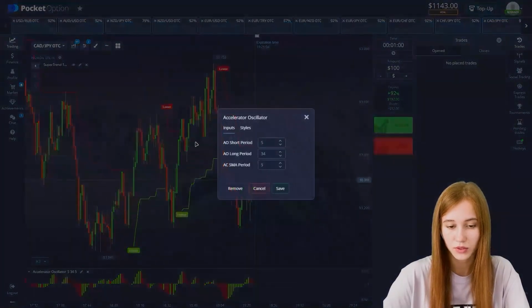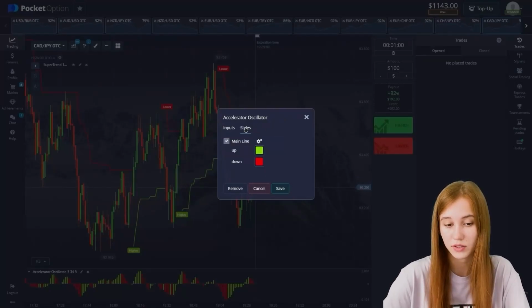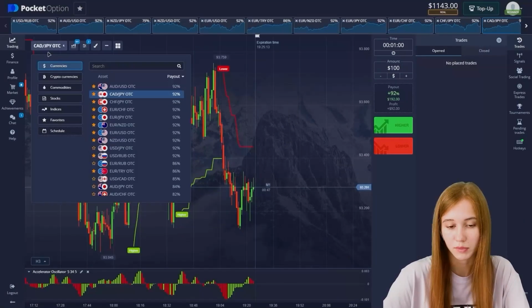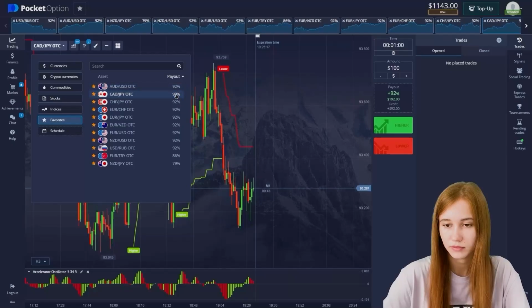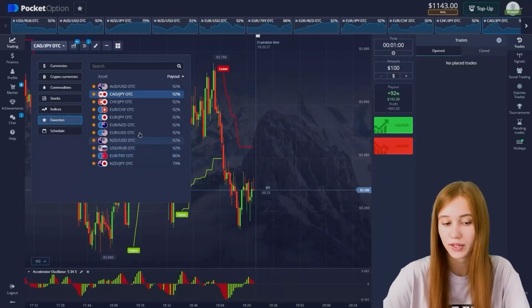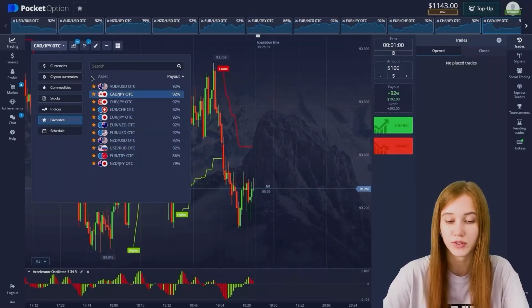Oscillator settings. We also traded currency pairs today, and to the right of the currency pairs you see interest payout amounts, you see, for example, 86%. This means if we open at $100, the profit will be $86. My advice to you is to choose currency pairs with a payout percentage above 70%.